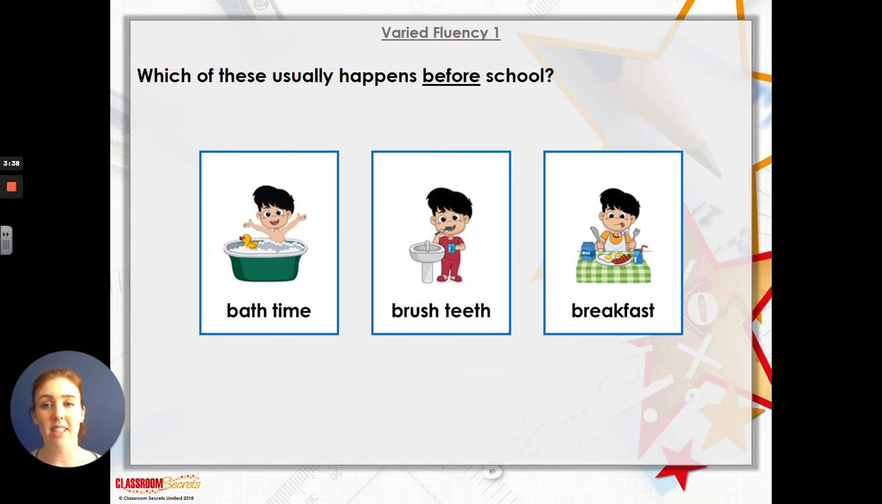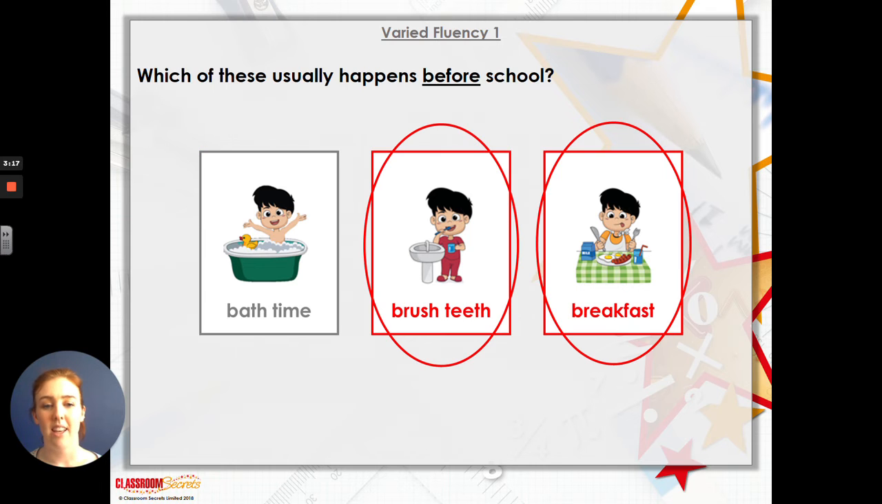So thinking about things that happen in your daily life, which of these things usually happens before school? Bath time, brush your teeth, or have your breakfast? Have a little think. Which of these usually happens before school? Now, I would say brushing our teeth and having our breakfast. Those are things that we tend to do before school, whereas bath time takes a little bit longer. So that's probably something we would usually do after school.